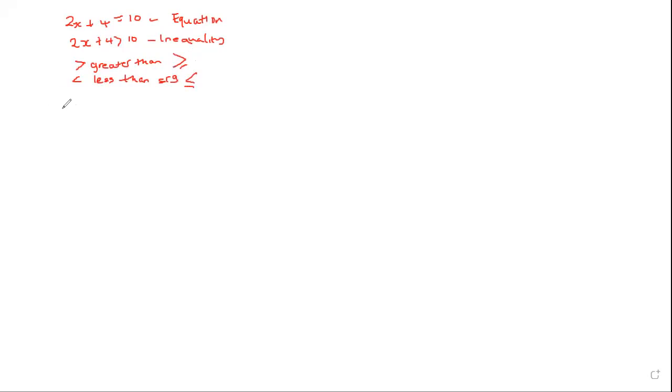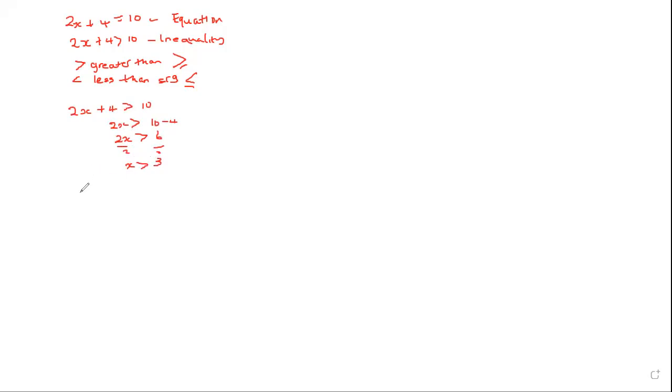Let's start with the first example. Let's say we have 2x plus 4 is greater than 10. What we do here is we say 2x is greater than 10 minus 4. Then 2x is greater than 6. We divide by 2, then x is greater than 3. So that's how we solve the inequality.